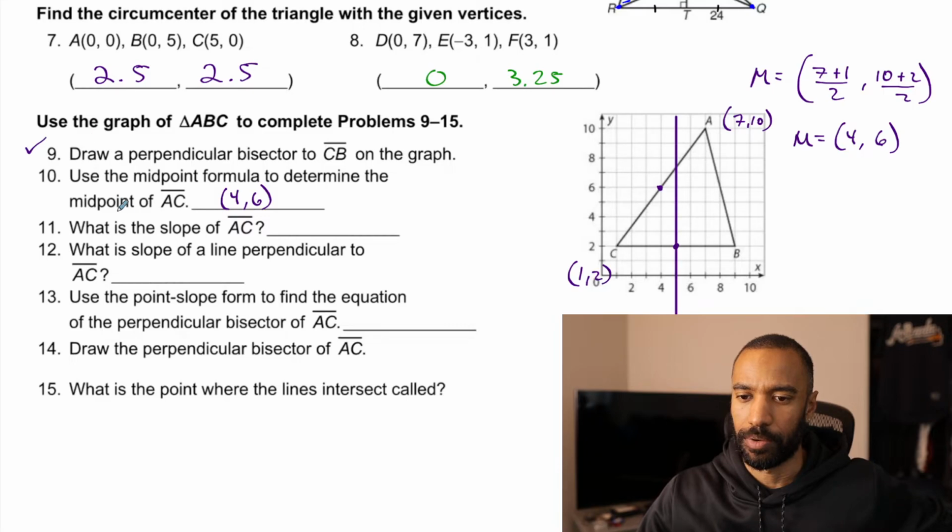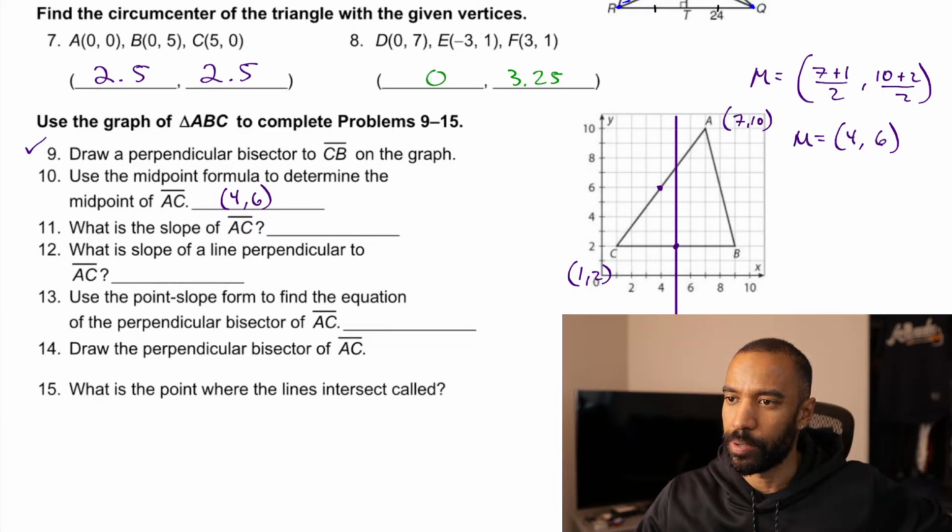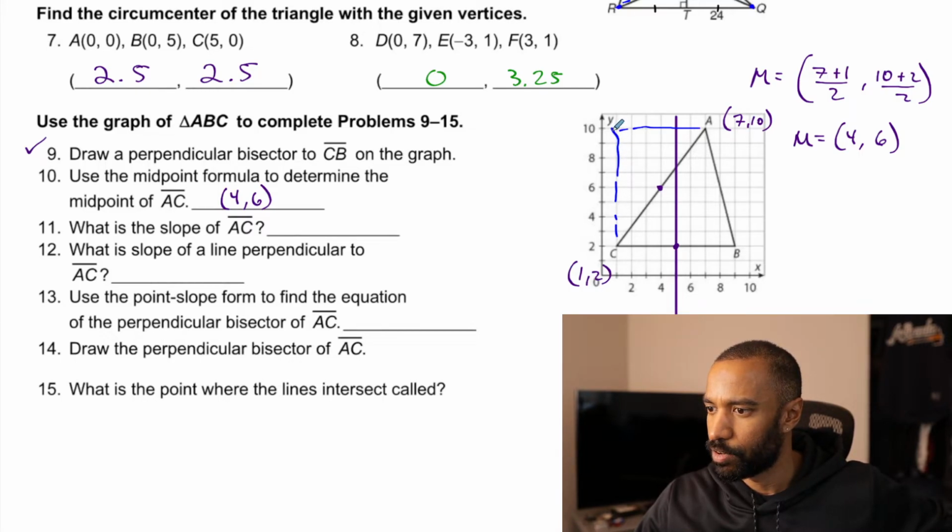By the way, I already checked that one off. What is the slope of segment AC? Well, AC's slope is you do a rise of, see, this is why I wanted to use this before, a rise of 8 and a run from 1 to 7, right?